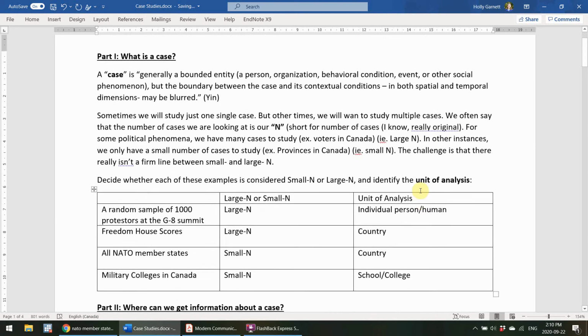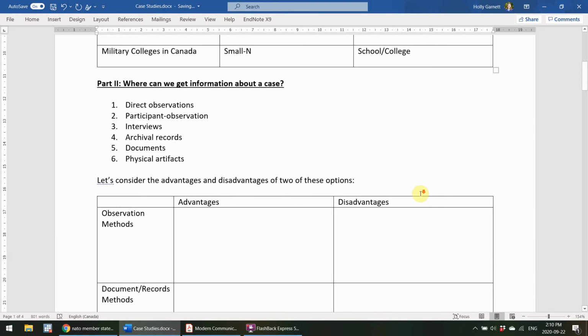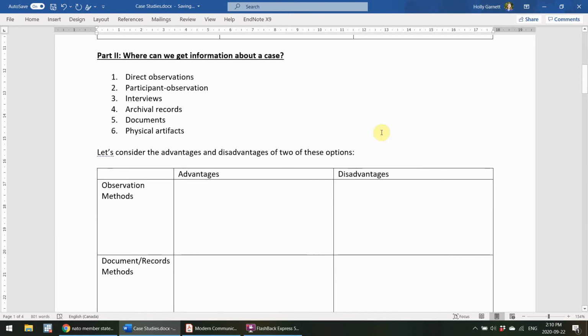All right, so now we're going to move into how we do a case study. How do we study a case? So there are 6, there are probably more than 6, but I'm just going to identify 6 different ways we can get information about a case, because obviously if we want to study it, we need some information.